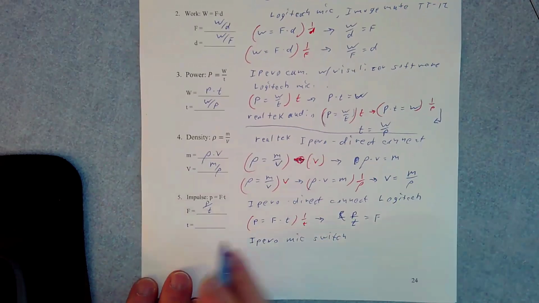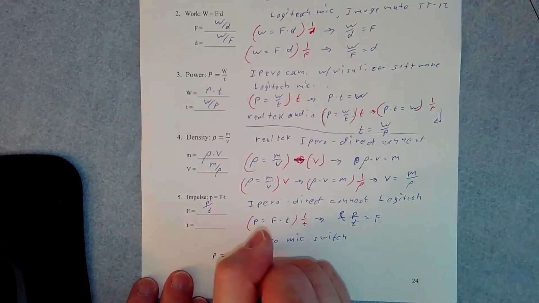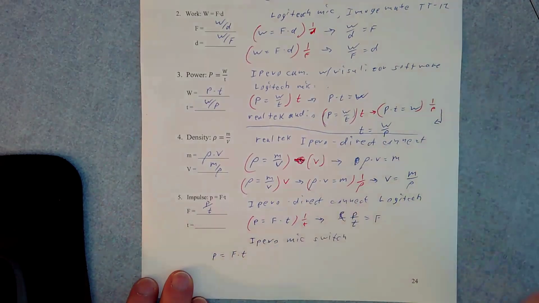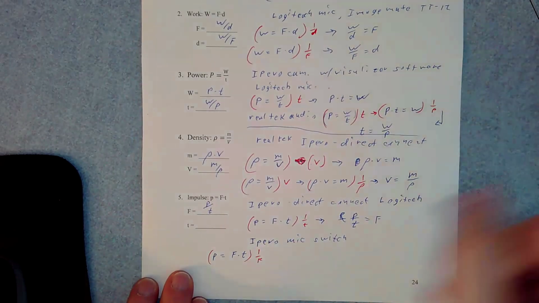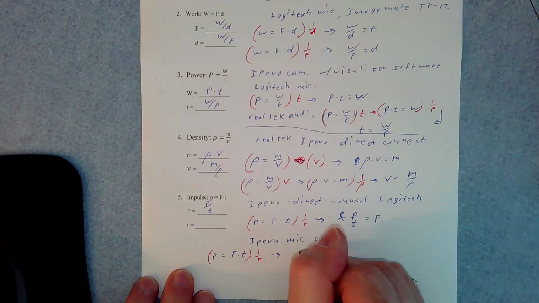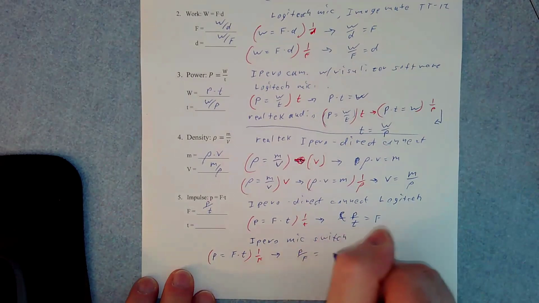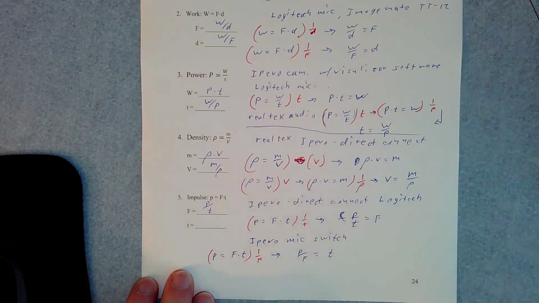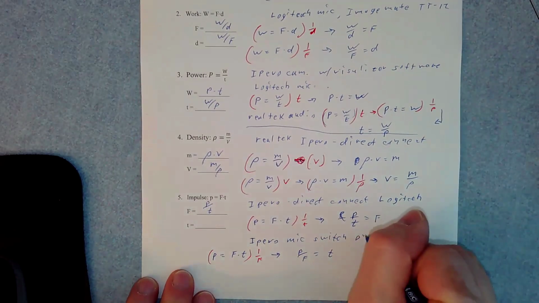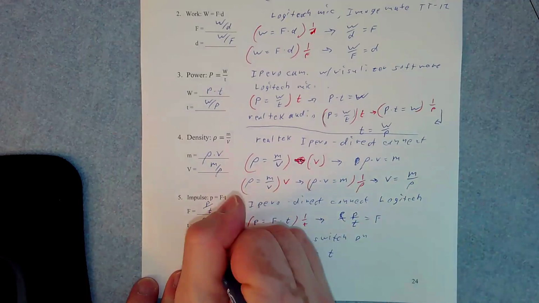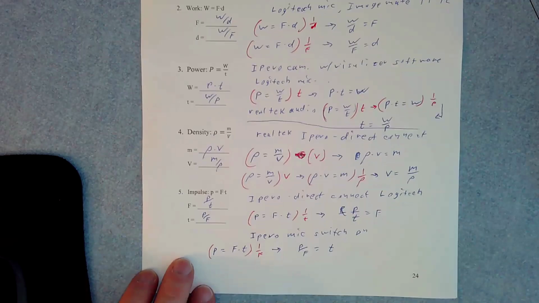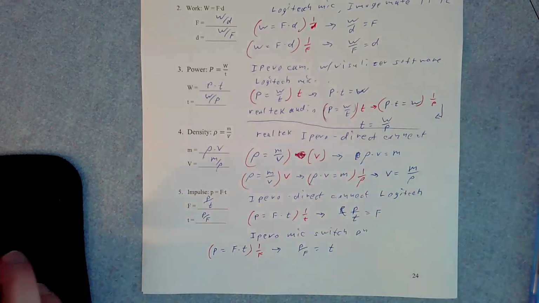All right, so we want to find time and take the same equation, P equals F times T. We want to get time by itself, so we're going to get rid of the F, the force on this side. And this will give us P over F equals time. So again, the Ipevo mic switched on. And I'll just write this as P or impulse over force. All right, so that's most of the combinations. I didn't use the camera through the Elmo because I really don't think the video quality is that good.